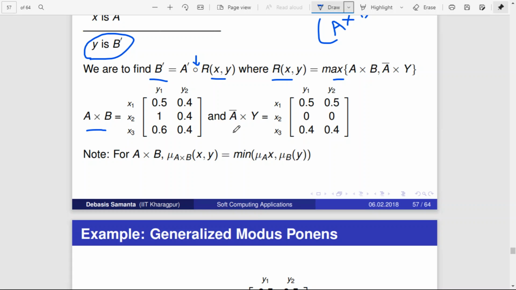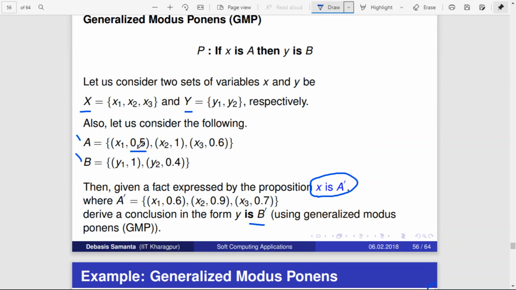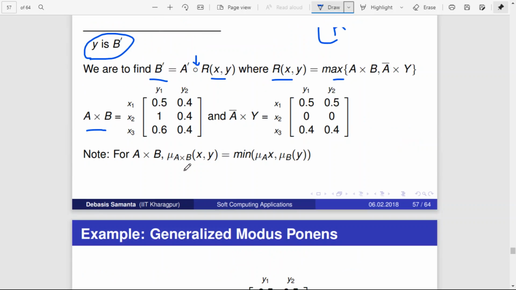Okay. So A dash, that is A bar. A bar is nothing but 1 minus A. So it will be 0.5, 0 and 0.3. So A dash is nothing but this. A dash is 0.5, 0 and 0.3.